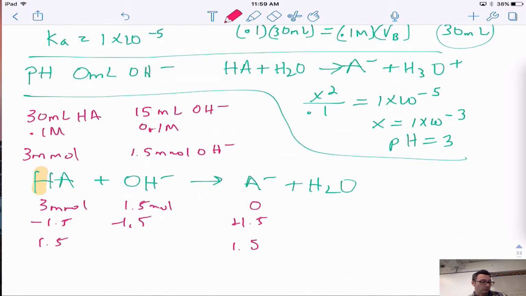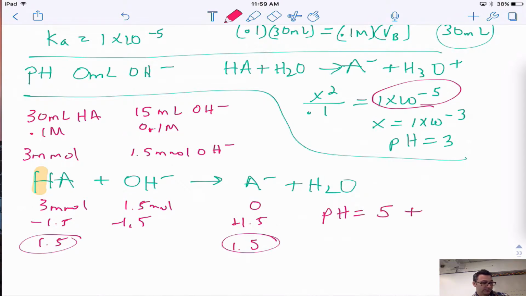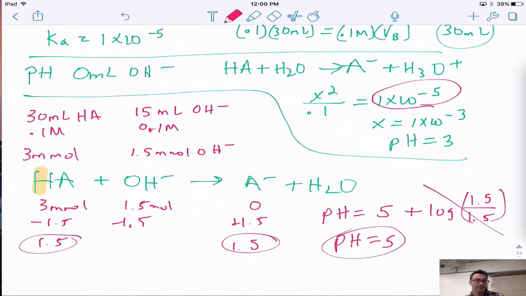And so now what you need to realize is that you have a buffer. pH is equal to the pKa. The pKa is going to be this 10 to the negative fifth value. We're going to take the negative log, so that's 5, plus the log of A minus, which is 1.5 over 1.5. Notice I don't even bother changing it back to molarity here. You don't have to. The ratio is what's important. So here's my buffer problem, and in this case, this log is going to just be 1. So my pH is going to be 5 here. And we're right in the middle of the buffer zone in the titration curve.